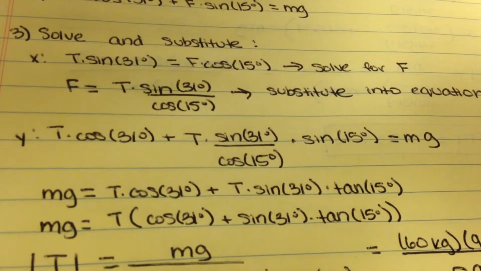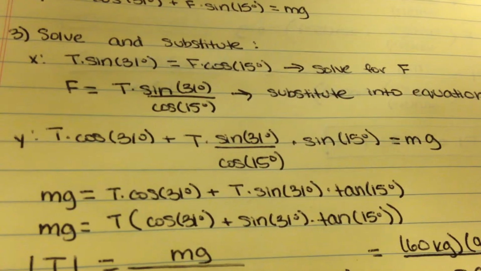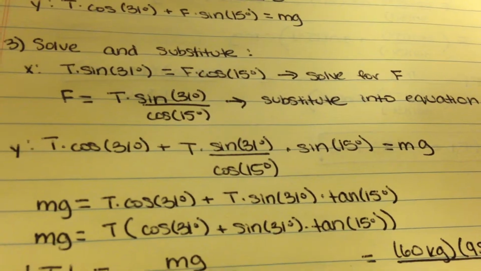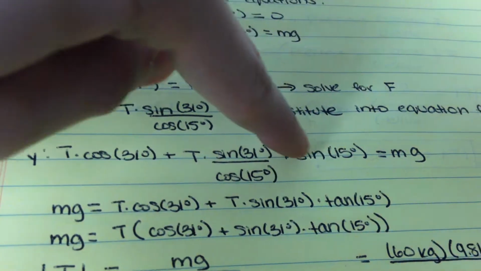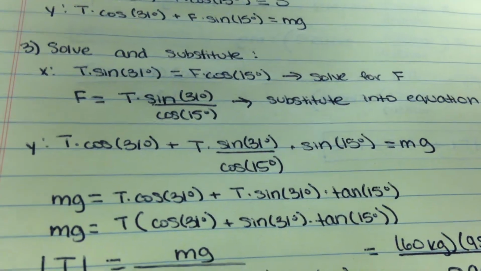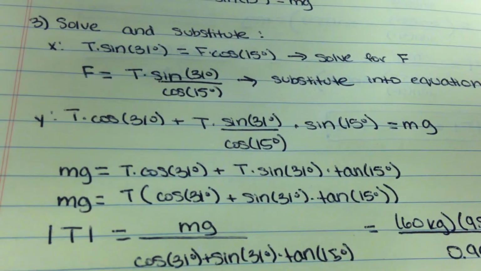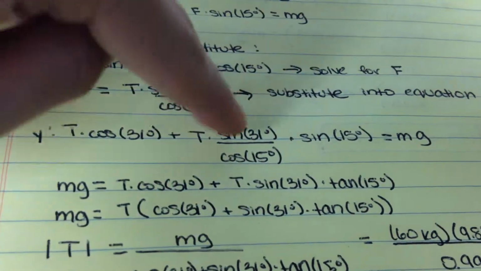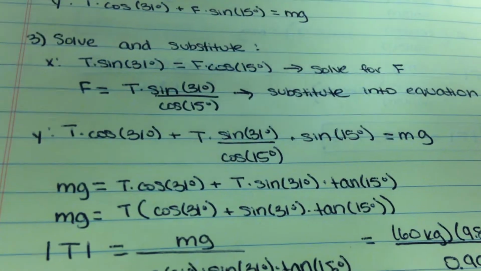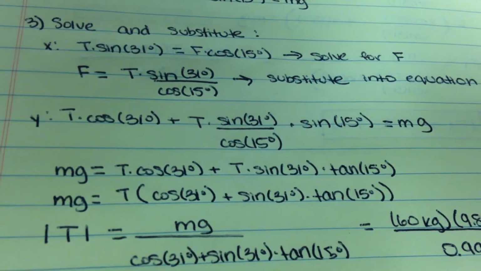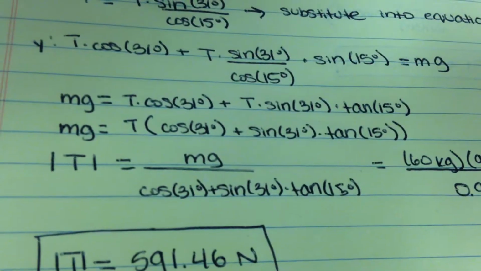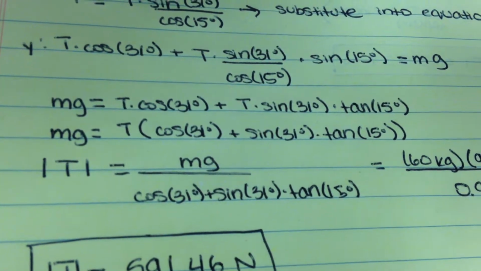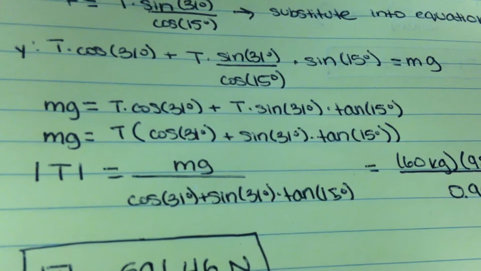So then, mg equals T times cosine of 31 degrees plus T times the sine of 31 degrees times the tangent of 15 degrees, and it's just simplifying it, given that the sine of 15 degrees over here over the cosine of 15 degrees here can simplify to the tangent. And then you could simplify it even more by grouping the values. So you could take out the T here because they're both multiplied by it, and put the rest into parentheses, and then, simplifying even further, the magnitude of T equals mg divided by cosine of 31 plus the sine of 31 degrees times the tangent of 15 degrees.